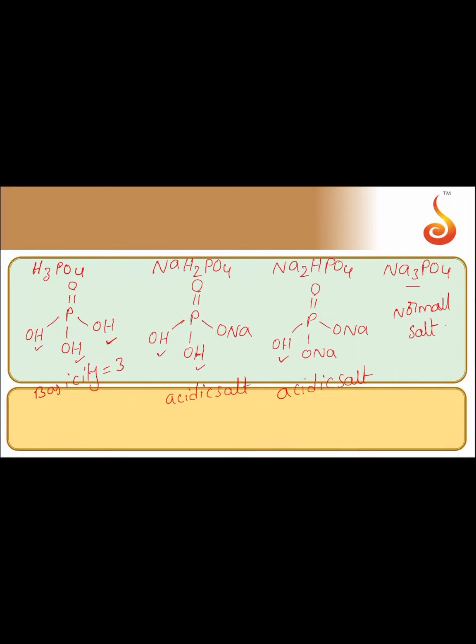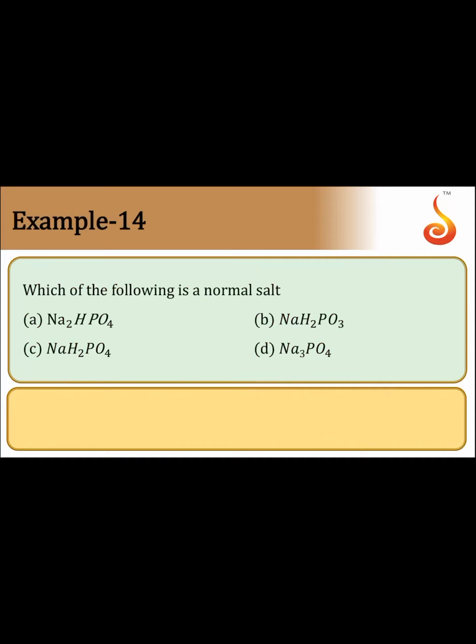So for the given question, what is the answer? Which of the following is a normal salt? Na2HPO4 is an acidic salt. Option B, option C are also acidic salts. But option D is a normal salt. So like this we can identify whether the given salt is an acidic salt or a normal salt.